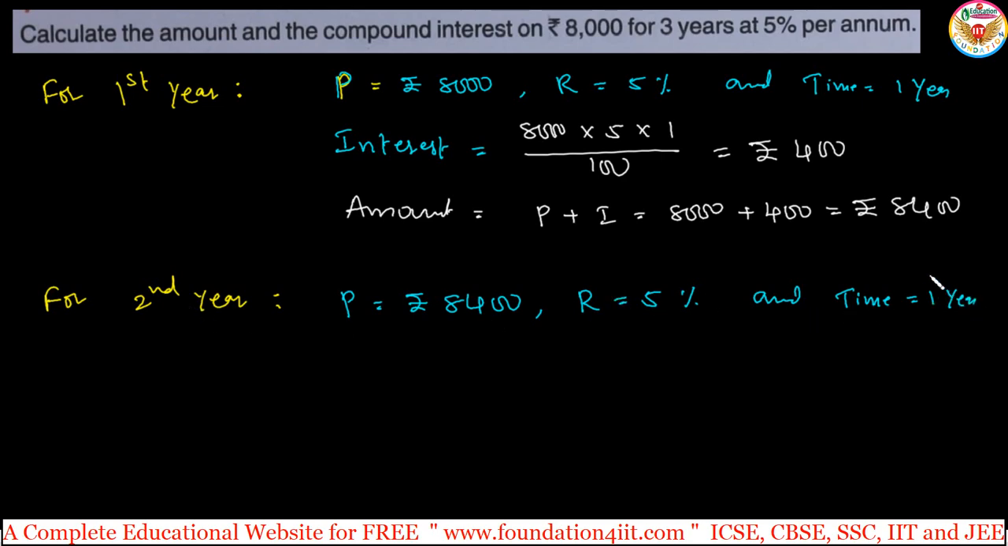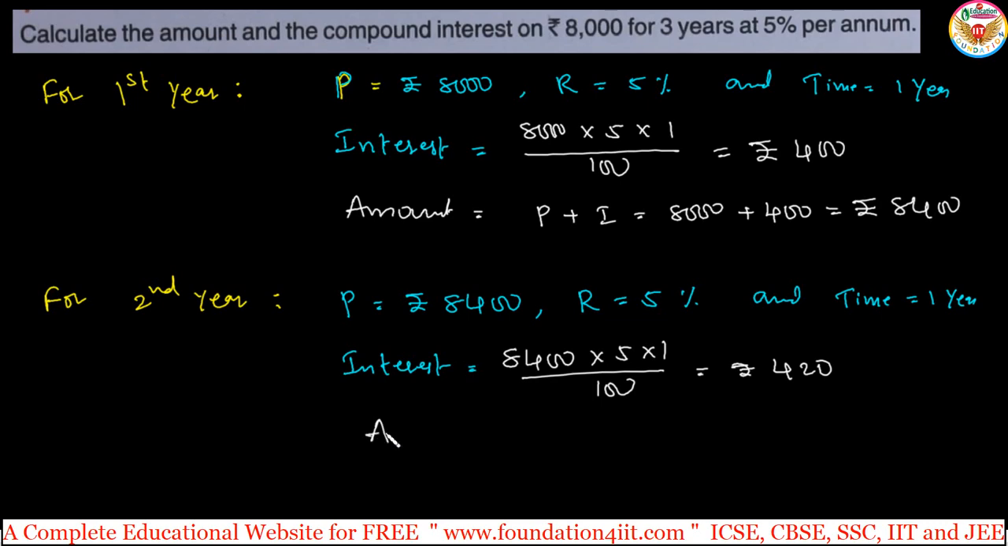1 year only, because it is the second year, not 2. Second year, a complete 1 year. That's why time is 1 year. The only difference is that the first year amount becomes the second year principal. Now you can calculate the interest for the second year. As per the rule, interest is PRT by 100. So 8,400 into 5 into 1 by 100. This you can calculate: rupees 420. You cancel 84 5 420. That means the interest is increasing, you observe. First year interest is 400, second year interest we got 420.